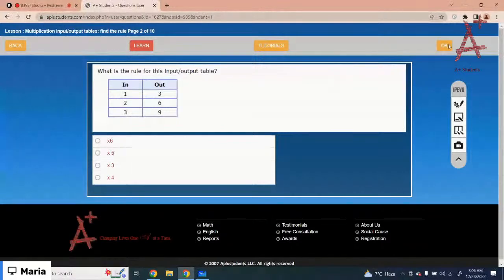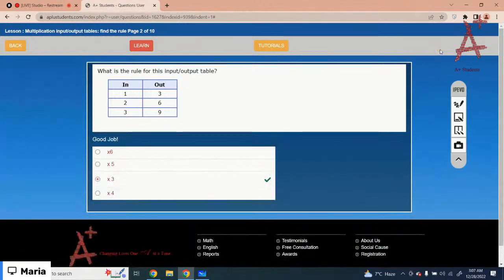Okay, what is the rule of this input output table? Which is the correct option? Just look at the table carefully. Which is the correct option? It is the third option. That's exactly the same as what we just did. Each input value is multiplying by 3 to get the output value. Got it? So it would be option number 3. Just select the correct option and click on the OK button.